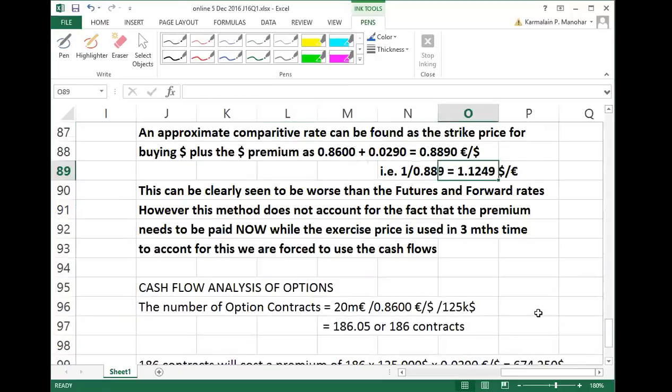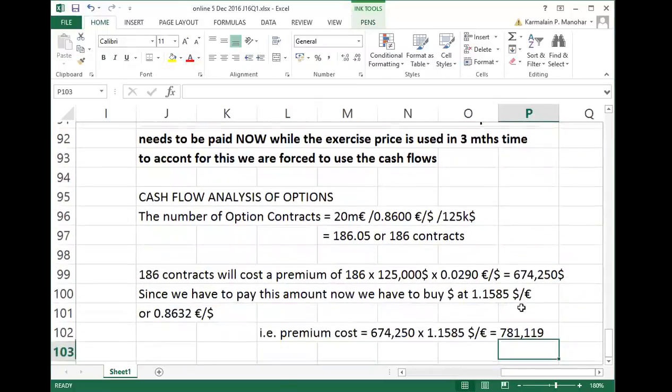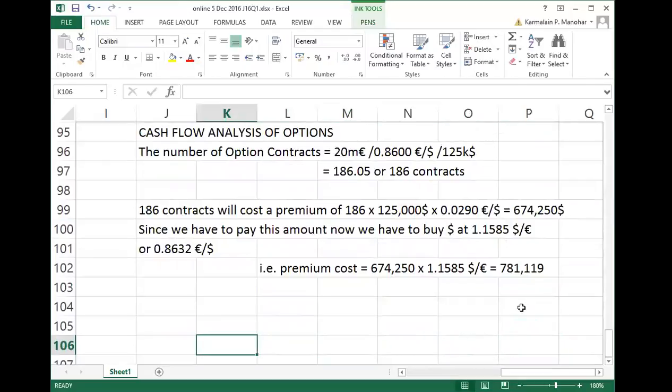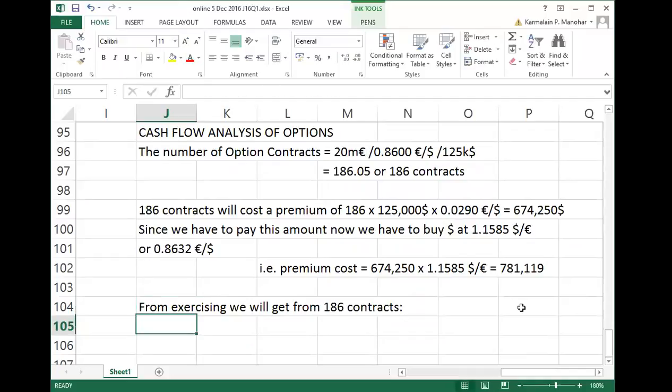So this is what I was looking at. My 1.1249 wasn't lining up with the examiner's answer. Now I'm finding this error. And if I do convert in the end and get closer to that, I'll be all the more happy. So let's see if that happens. We have the number of contracts, we have the premium cost, and now we can find out the cash flows from exercise. From exercising, we will get from 186 contracts. What will we get?